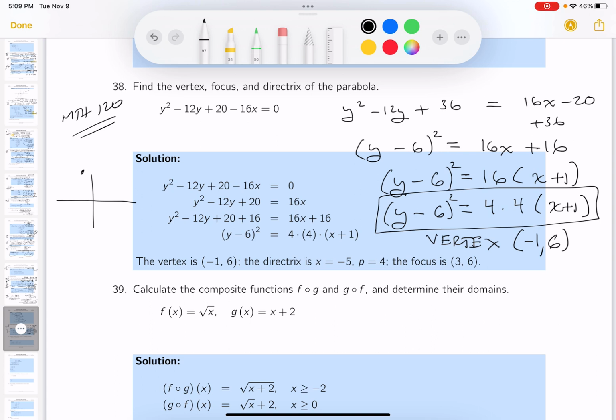That's where the vertex is. Now, how does this open up? It's going to open up sort of like this over here, and I'm saying that's a really rough picture. And what do I know? There's a directrix over here and a focus over here. But then I got to wonder, what is it going to be?